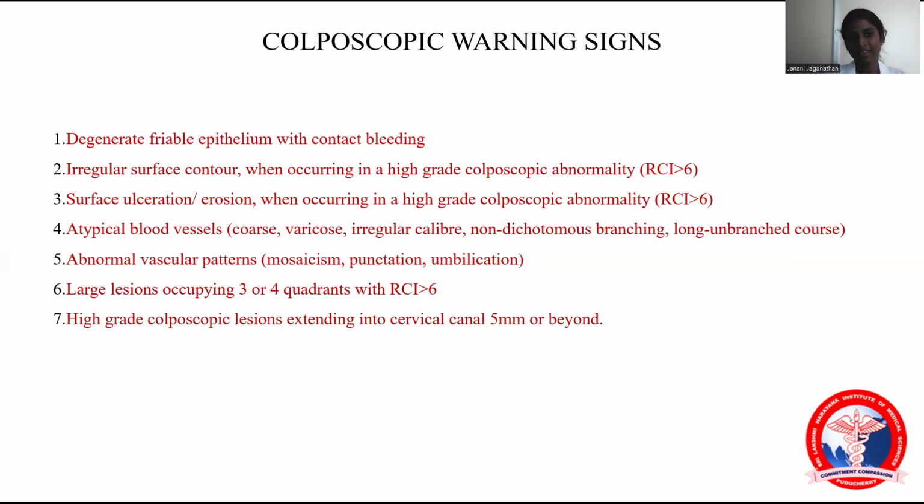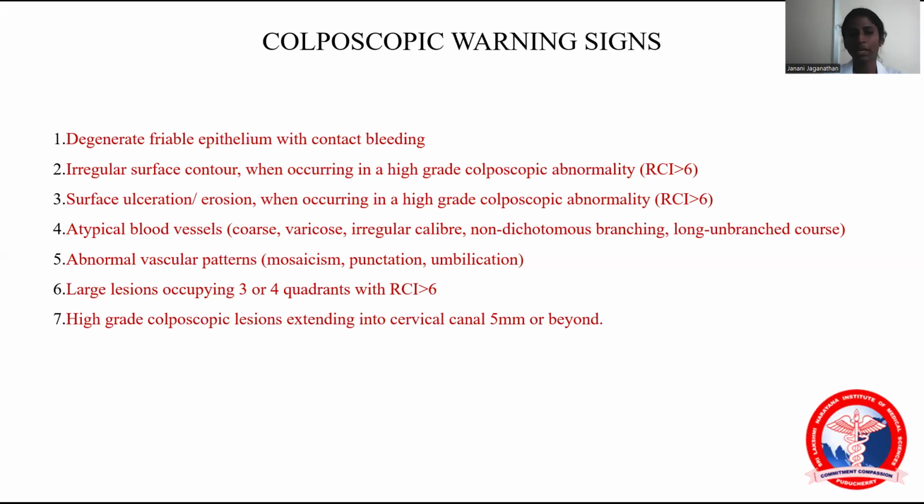Now the colposcopic warning signs. These are some of the warning signs that signify that the involved area is abnormal, and we have to take a tissue biopsy from it. First is degenerative friable epithelium with contact bleeding on touch. Another is irregular surface contour when occurring in a high-grade colposcopic abnormality. Then surface ulceration or erosion when occurring in a high-grade colposcopic abnormality. Atypical blood vessels: the vessels will be coarse, varicose, of irregular caliber, with non-dichotomous branching and long unbranched patterns.